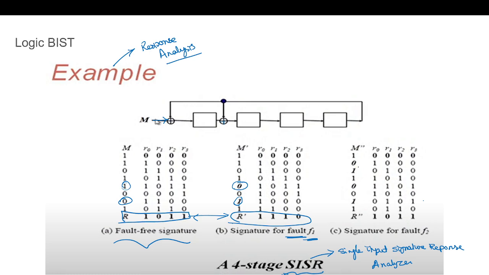But here, this response has been changed, and even this response is also changed. So you can see multiple responses changed because of this fault, but still the response obtained is 1011. So this fault is not getting detected using this response analyzer. This is for single input. Why single input? Because we have only one input for M.